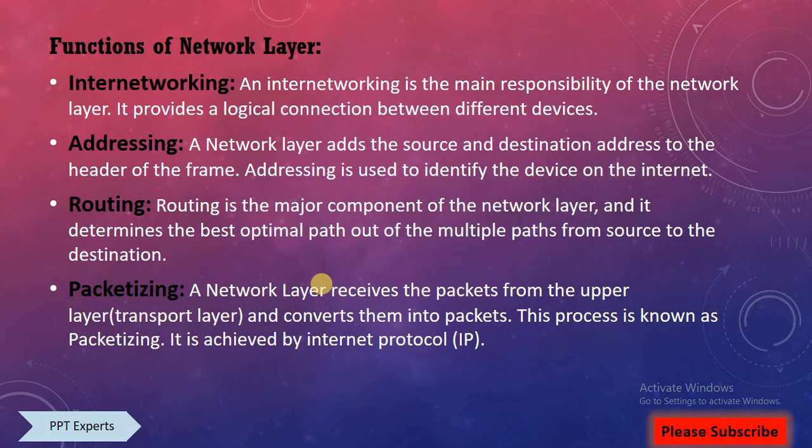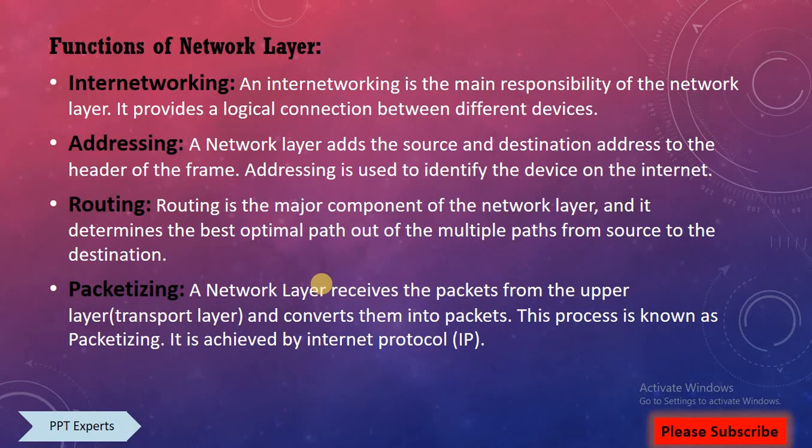Next is addressing. The network layer adds the source and the destination address to the header of the frame. Addressing is used to identify the device on the internet. Routing. Routing is a major component of the network layer, and it determines the best optimal path out of the multiple paths from the source to the destination.